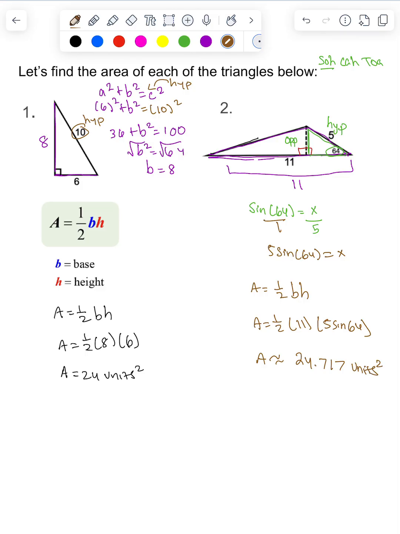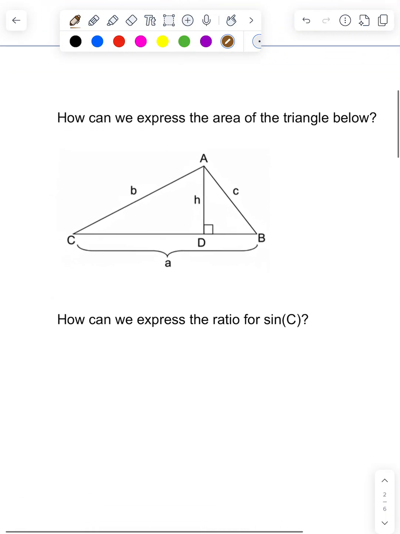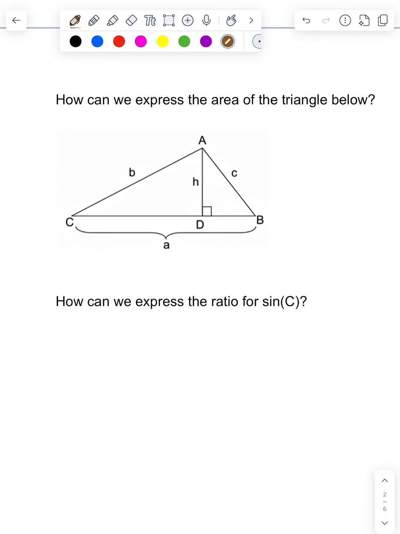That was a lot of work. We had to use trig to find the height. We had to hope that the dotted line was an altitude, which it might not have been. And if it wasn't an altitude, then it would have been impossible for us to locate the height. Let's try to express the area of this triangle a little bit more generally. Pause the video and see if you can figure out how to express the area of this triangle using just the letters that are given in the diagram. Unpause the video when you're ready to see the solution.